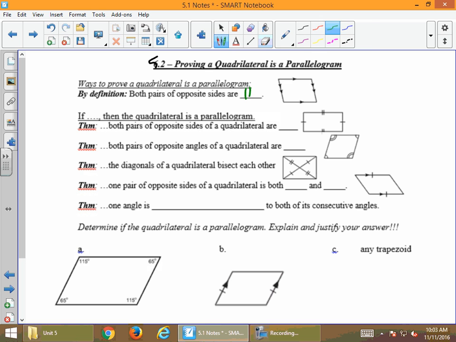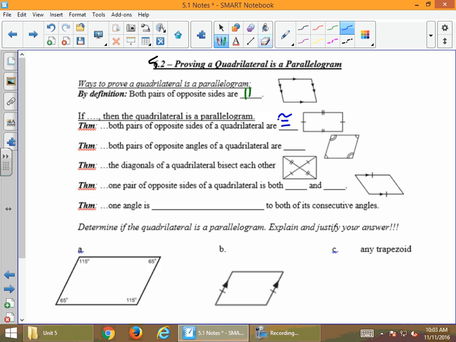And the next one, it says, if both pairs of opposite sides of a quadrilateral are what? If it's a parallelogram. We were talking about yesterday. Opposite sides are parallel and they're also congruent. So if you're given a diagram that looks something like this, where the opposite sides either have the same measure or the same markings like that, then you know it's a parallelogram. So your answer is yes, opposite sides are congruent.